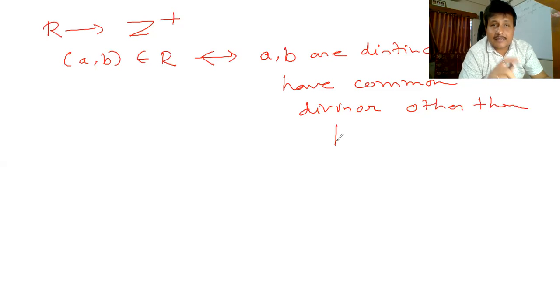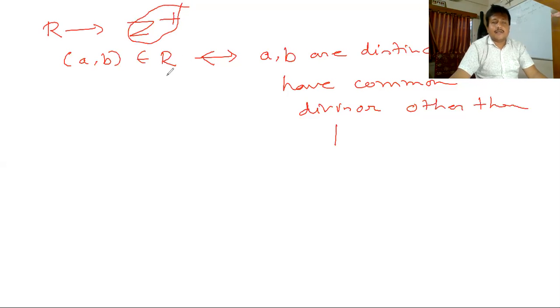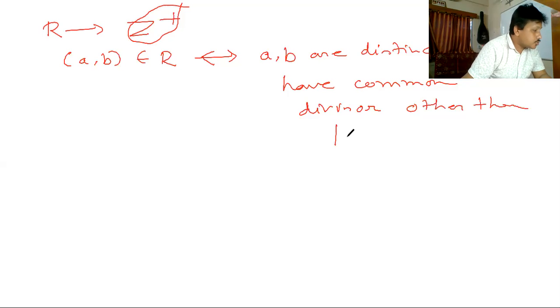So let us learn what is the given set. The given set is the set of all positive integers. And what about the relation? The relation is that A comma B is in the relation if they are distinct and they have a common divisor other than 1. That means they are not relatively prime, in other words. So what is the question? Now there are 4 choices.